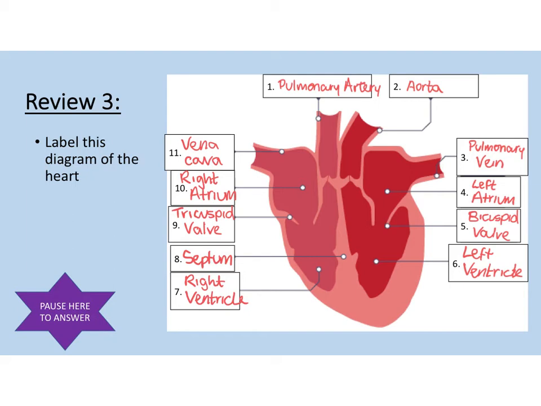And then one thing that isn't labelled on here are these valves in the middle, which we call the semi-lunar valves. Okay, so both of those are called semi-lunar valves, and they open when the blood is pushed into the artery. Okay, so give yourselves a mark out of 11 and a bonus mark if you label the semi-lunar valves as well. And then we'll move on to the next part of the lesson.